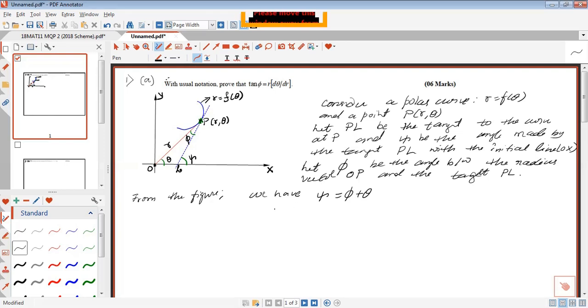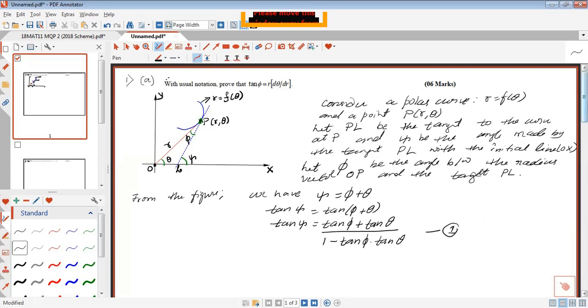Now apply tan on both sides. So tan xi is equal to tan of phi plus theta, or you can expand by using the tan A plus B formula. Tan A plus B is tan A plus tan B divided by 1 minus tan A tan B, so you get tan xi is equal to tan phi plus tan theta divided by 1 minus tan phi into tan theta. I will take this as equation number 1.